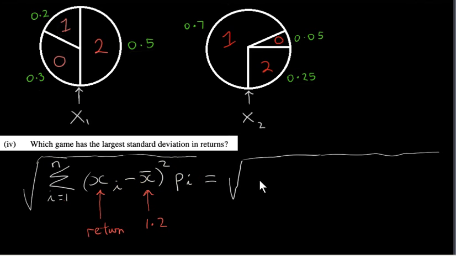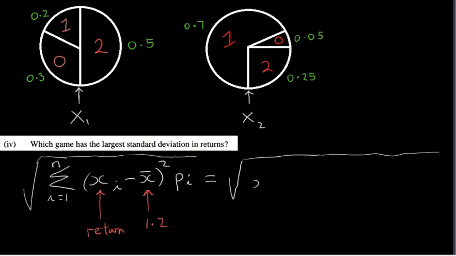So if I was to write this out formally, we would have (x1 minus x bar) squared times p1 plus, as far as the last one, x3 actually, because we have three values, (x3 minus x bar) squared times p3. Because n is 3 here, there are 3 returns to consider. So this is what it would look like. And let's say x1 is 0. Let's make that our x1.